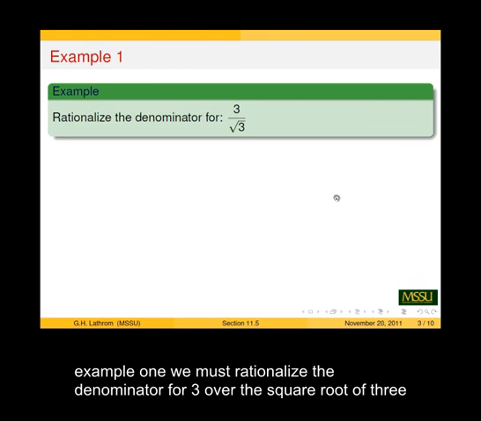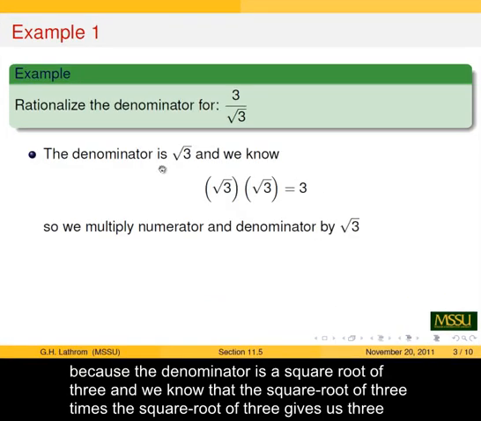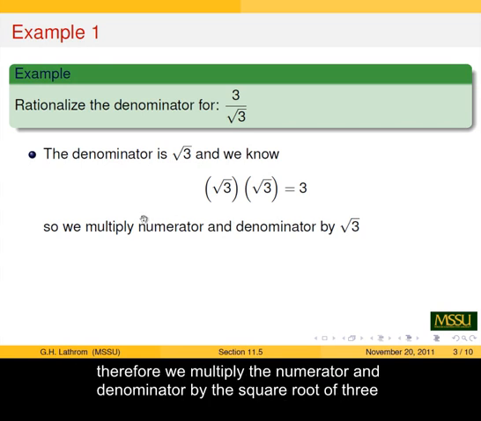Example 1. Let us rationalize the denominator for 3 over the square root of 3. Since the denominator is a square root of 3, we know that the square root of 3 times the square root of 3 gives us 3. Therefore, we multiply the numerator and the denominator by the square root of 3.